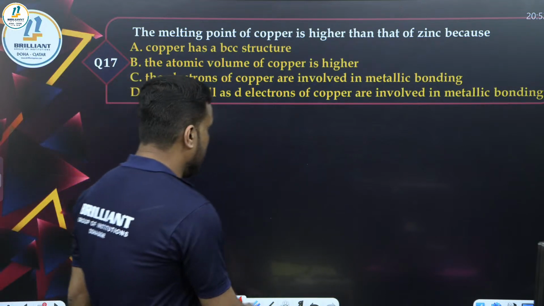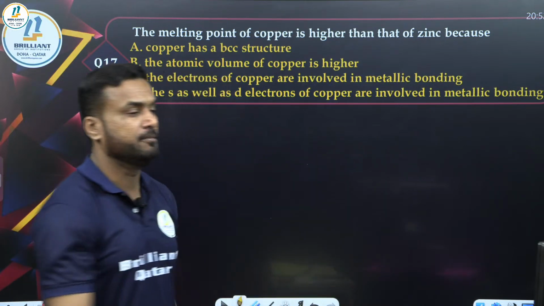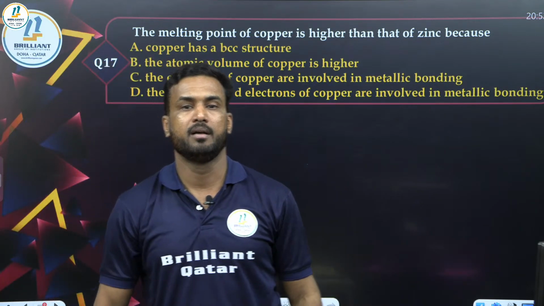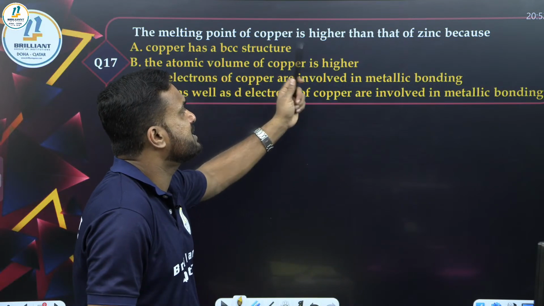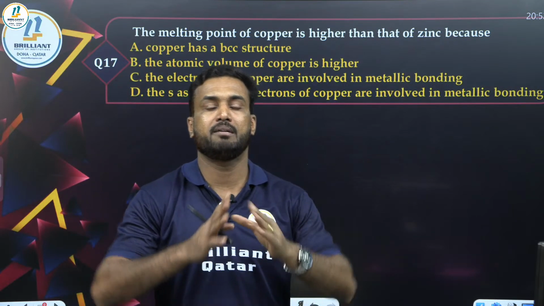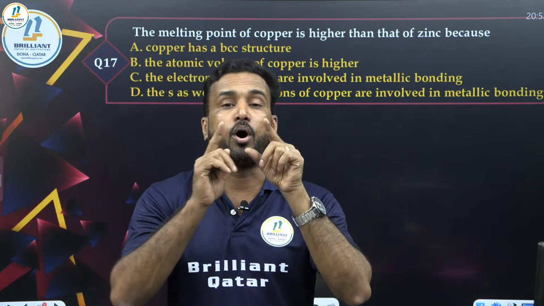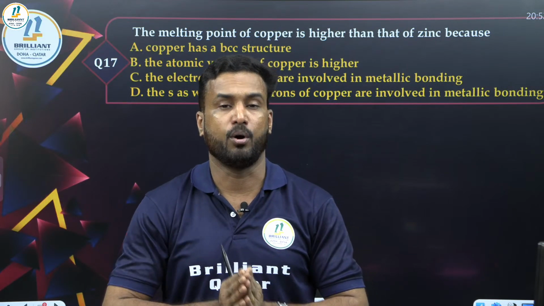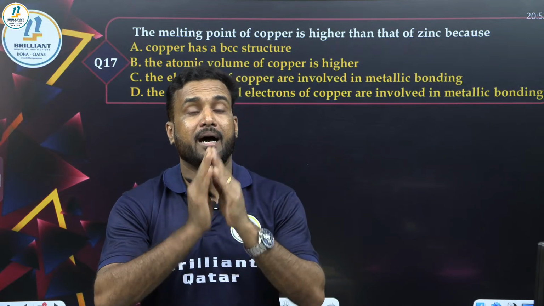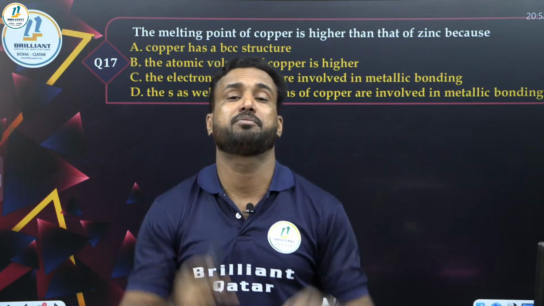Shall we move to the 17th one? Read the question. Question number 17. The melting point of copper is higher than that of zinc. You know that one? We have a statement. All transition elements have high melting and boiling point, except few elements.